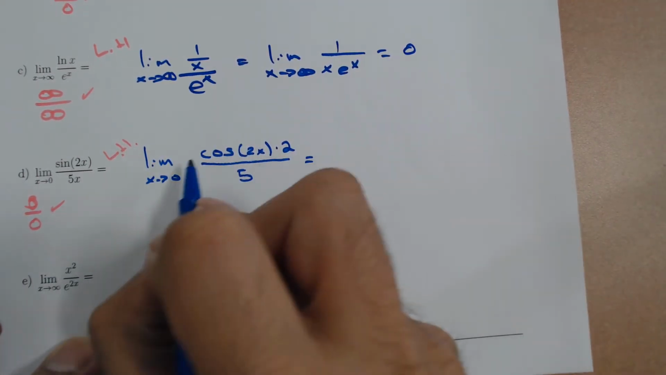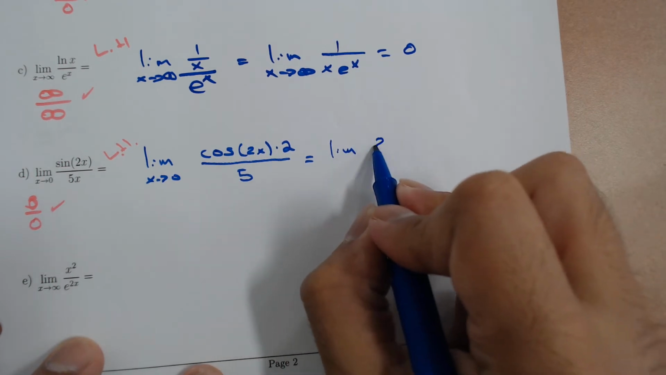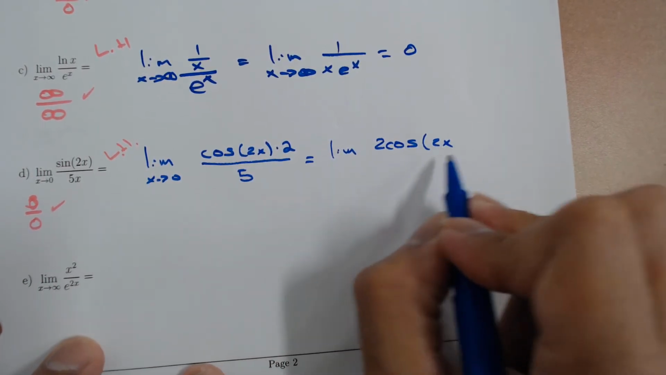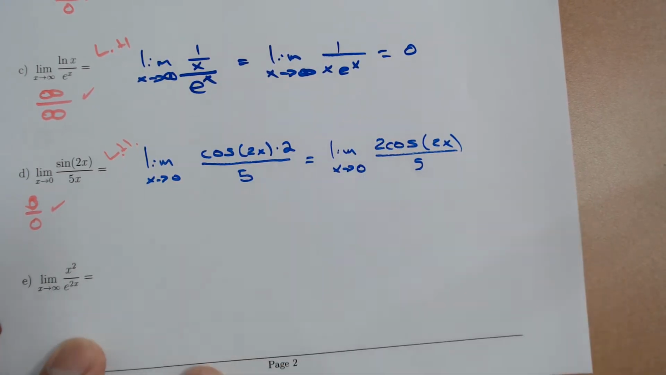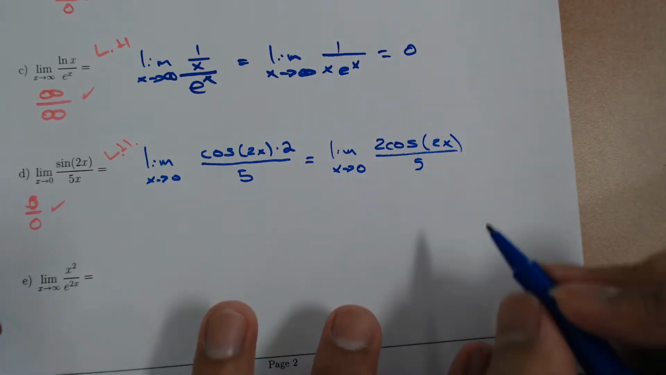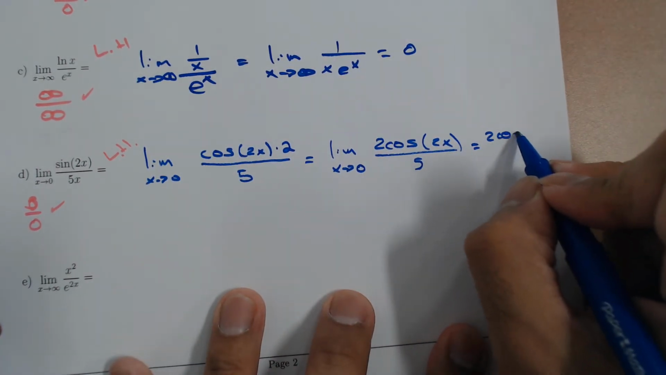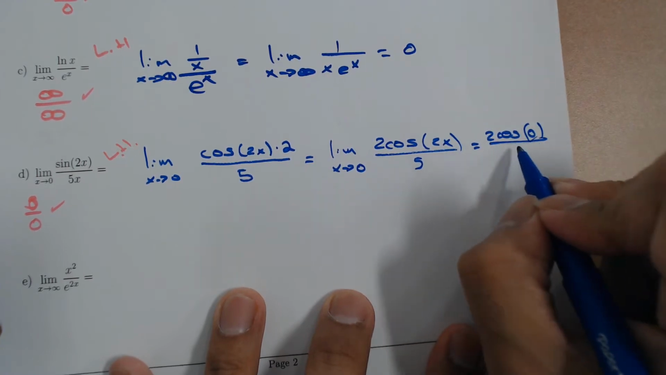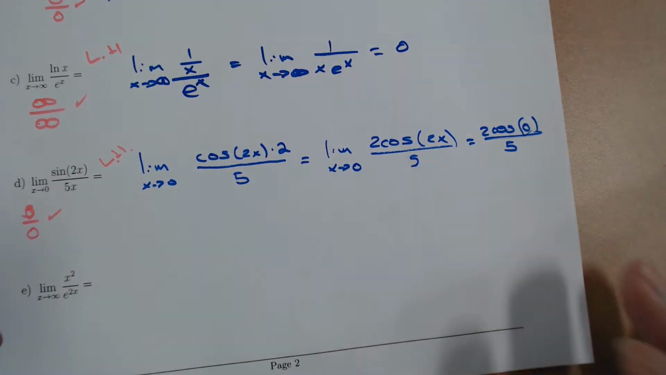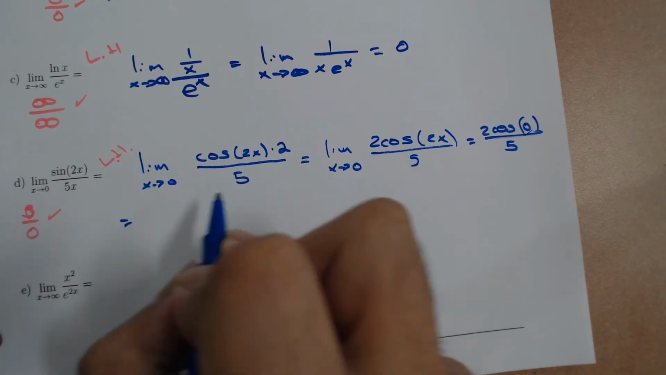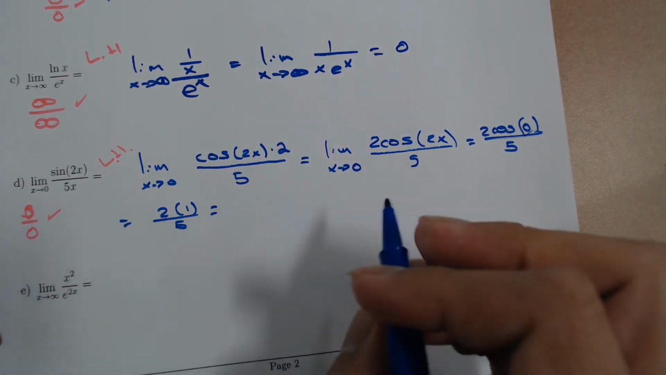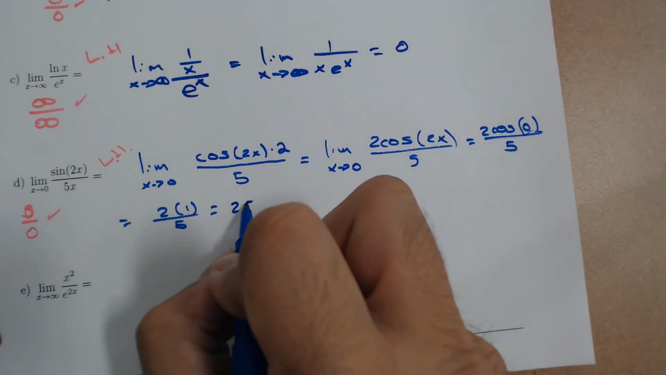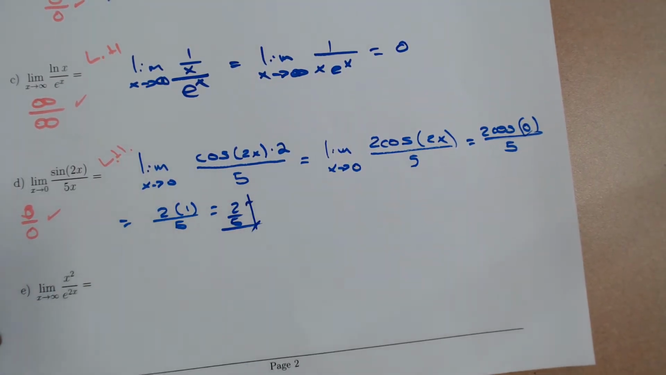So, okay, let me rewrite this. And in this case, I guess we can plug in the value, because cosine of 0 over 5, cosine of 0 is equal to 1. And 2 times 1 over 5, so 2/5 is the answer. Right?